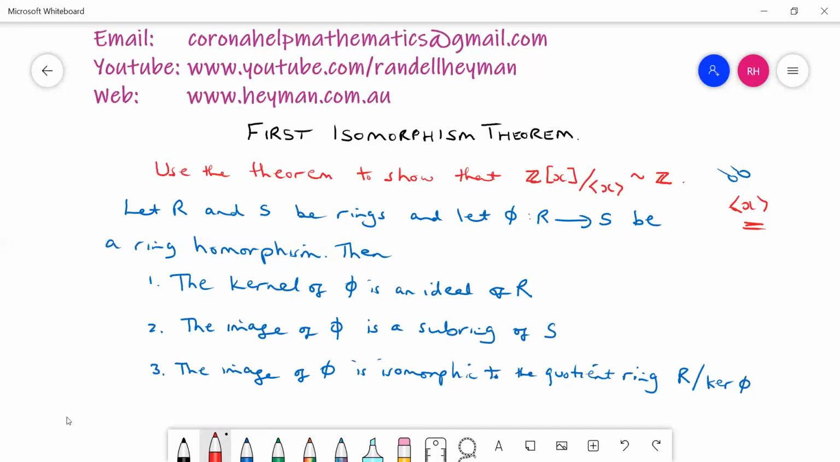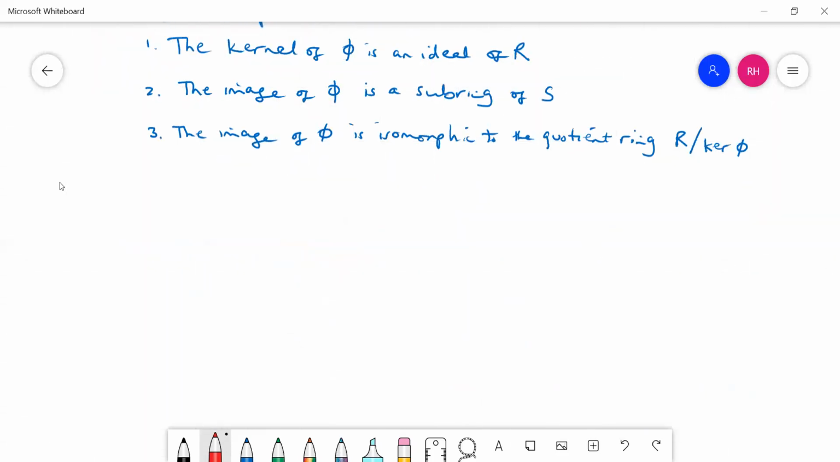Okay, so I think we're ready to draw the triangle, which you'll see in a lot of books for how this all works. So what we have here is Z[X], the ring of polynomials with integer coefficients. And we're now talking about having a phi which will map onto Z.